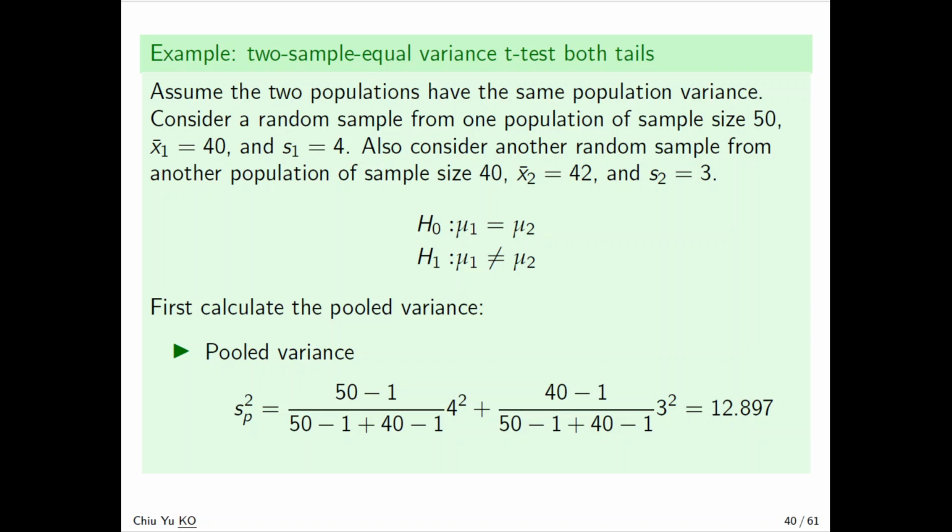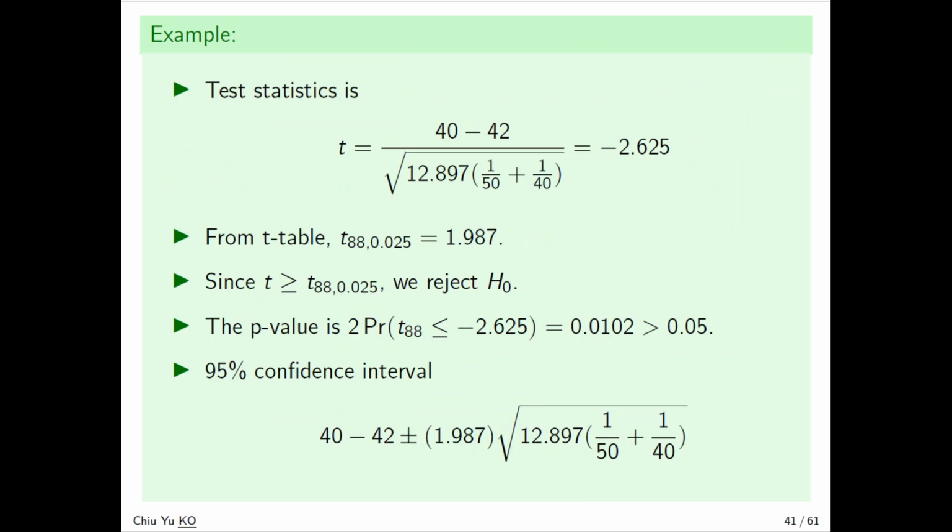It's 50 minus 1 times 4 squared, plus 40 minus 1 times 3 squared, all over 50 plus 40 minus 2. So it's an average of 4 squared and 3 squared, weighted in this way. The next step is to calculate the t. The t statistic is 40 minus 42 over Sp, pooled in this way, times the square root of 1 over 50 plus 1 over 40. It comes to negative 2.65.